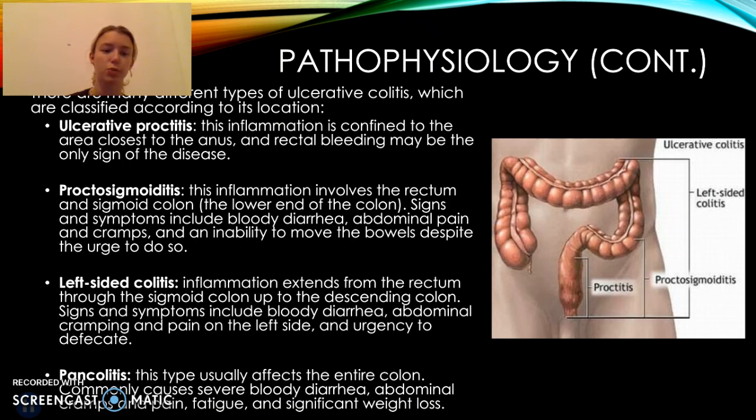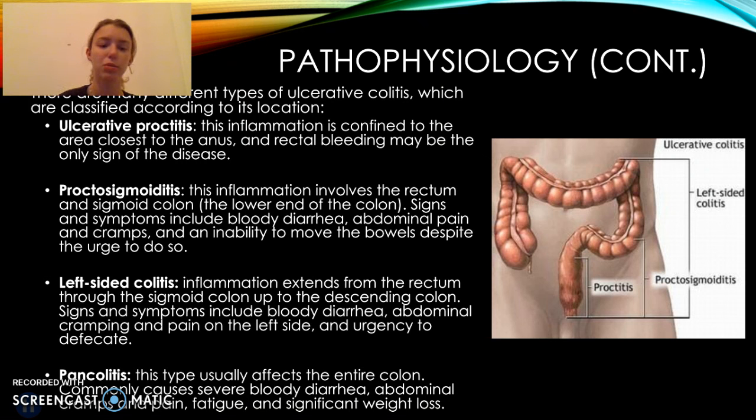So the first one is ulcerative proctitis. This one is really just localized to the rectum, from the rectum to the anus. So really the only sign and symptom that we would see with this one is rectal bleeding.